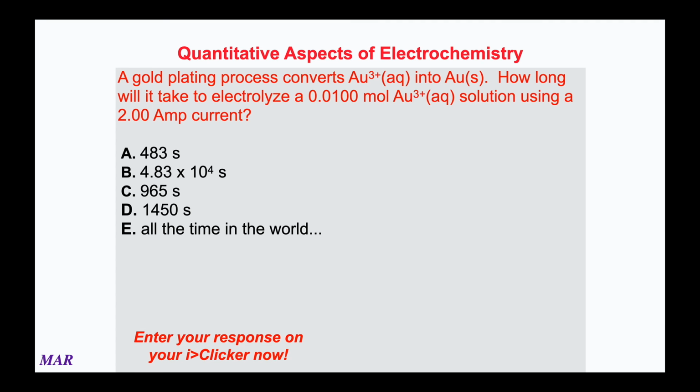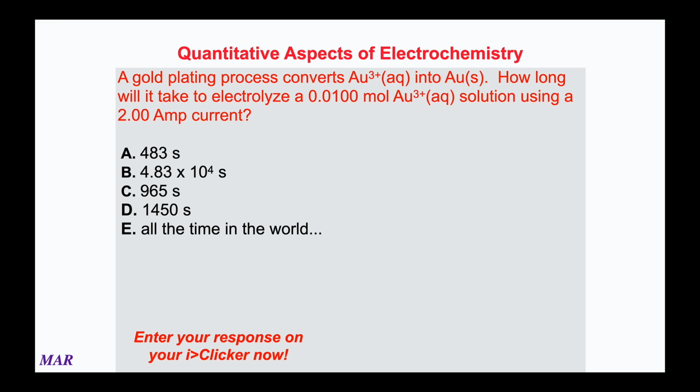Cool. Here's a process where we're plating gold, taking gold 3+ ions and turning them into gold metal. And the question is, how long will it take to electrolyze 0.010 moles of gold solution using a 2 amp current? All right. Well, this is a problem where we're starting with quantity and we want to turn it into time. So it's a lot like the lead sample we did earlier. We have 0.0100 moles of gold 3+, and we need 3 moles of electrons per mole of gold, and that's going to turn gold 3+ into the gold metal.